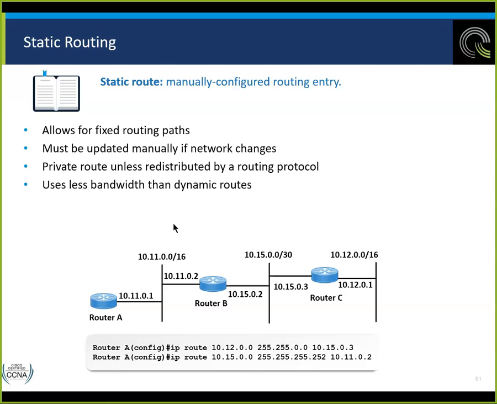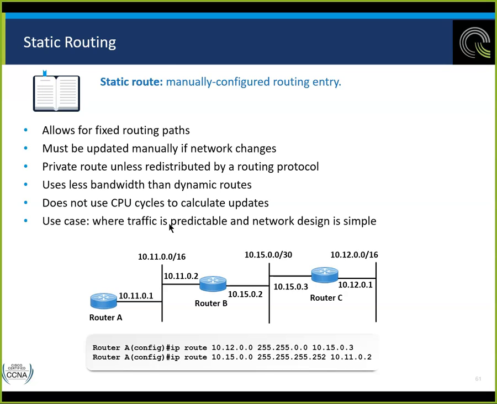Less bandwidth in static routes, less bandwidth. It shouldn't use any bandwidth because it's not advertising anything. It's not communicating with anything. Once we've configured it, it's there, unless we, again, do the redistribution from one to the other. It does not use the CPU cycles to calculate updates.